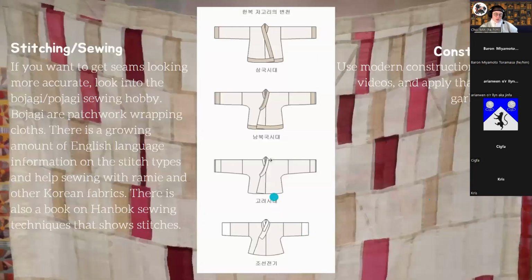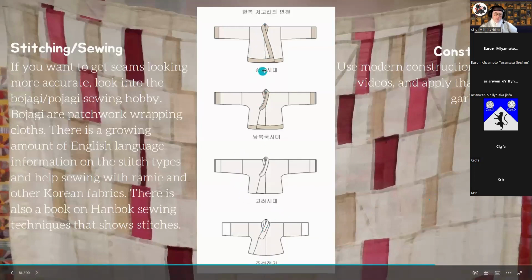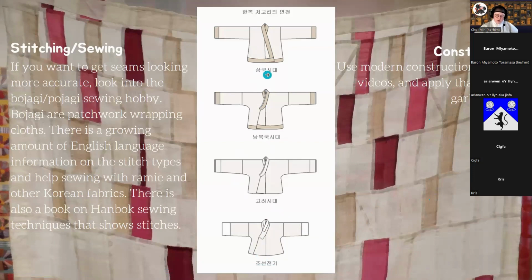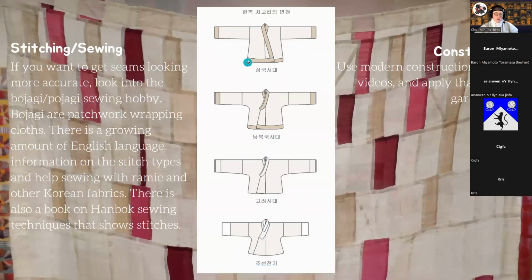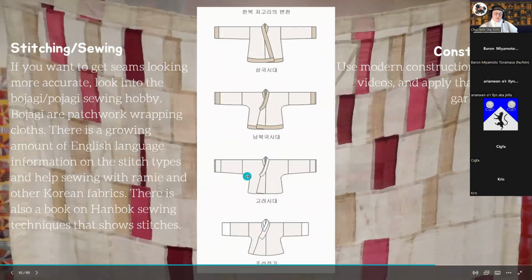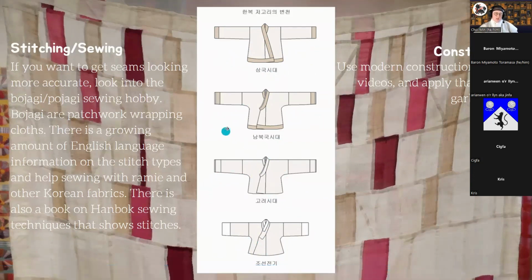And sewing and construction. Here's some layouts. So here's that earlier period layout that I was talking about, where there's not a lot of overlap. You can kind of cross it whichever way you wanted. But as it gets later in period, you want to cross it over more. And so this is supposedly like Three Kingdoms era. This is like... I'm trying to remember what that means. Nambokushide. Either way, this is Joseon, and this is Goryeo, and then this is something in between, but I'm not quite sure what they mean. Maybe they mean like later Silla?